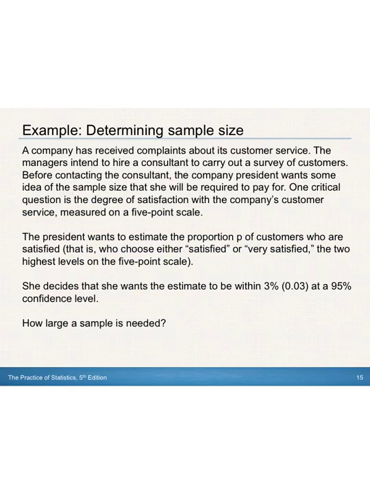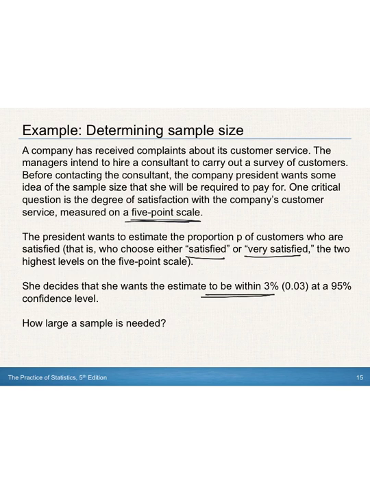So here we are. A company has received complaints about its customer service, and the manager intends to hire a consultant to carry out a survey of customers. Before contacting the consultant, the company president wants some idea of the sample size that she will be required to pay for. One critical question is the degree of satisfaction with the company's customer service, measured on a 5-point scale. Now, the president wants to estimate the proportion of customers who are satisfied. That's either a 4 or a 5. A 4 is satisfied, a 5 is very satisfied. The two highest points on the 5-point scale.